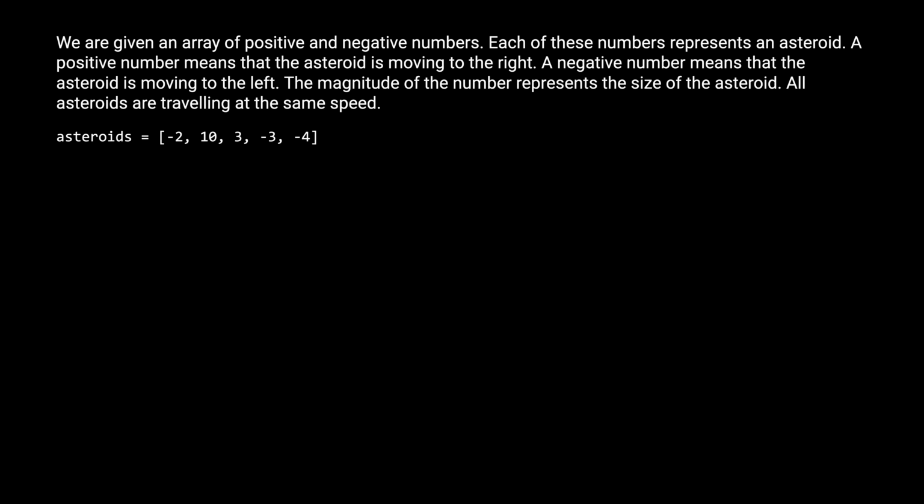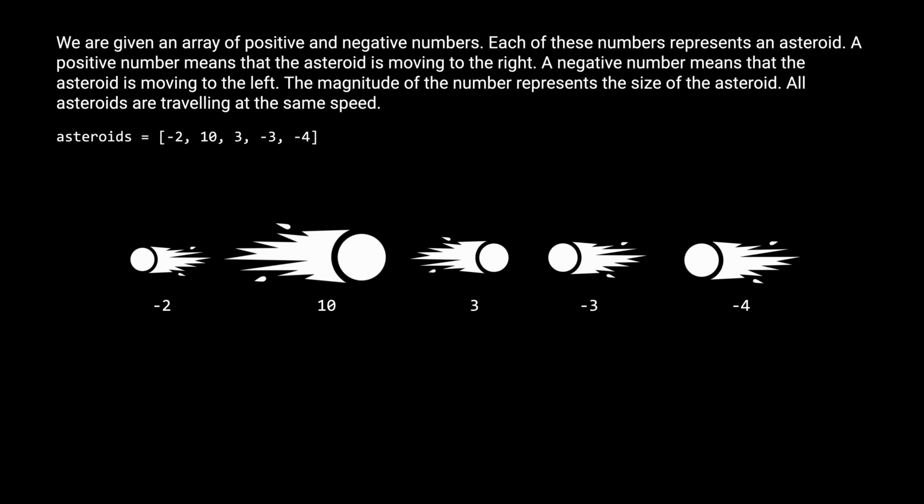Here is an example input array: -2, 10, 3, -3, and -4. That would represent an asteroid formation like this. So let's simulate what would happen. First, there would be a collision between 3 and -3. Since these asteroids are of the same size, they both get destroyed in the collision.